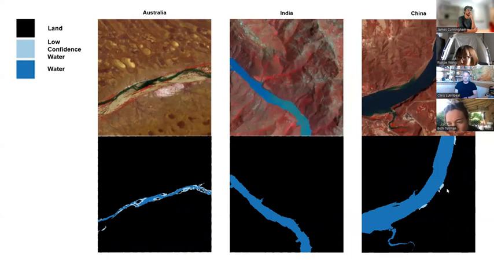And here I want to talk about this kind of shade part. We decided to label this part as low confidence because it's hard to tell if there is water in the shade or not, usually the shade caused by a high cliff.